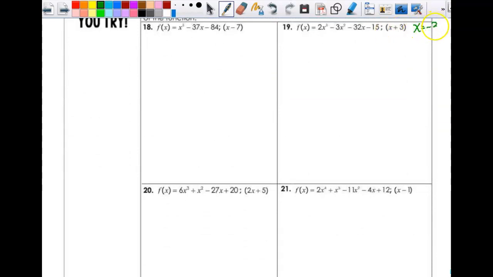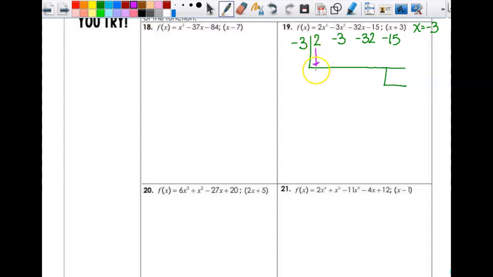x equals -3, right? So I have -3 out here. And then I have 2, first of all, this is cubic, there's 4 terms, I'm good, I don't have anything missing. 2, -3, -32, -15. Okay, and again, I expect that my remainder should be 0.